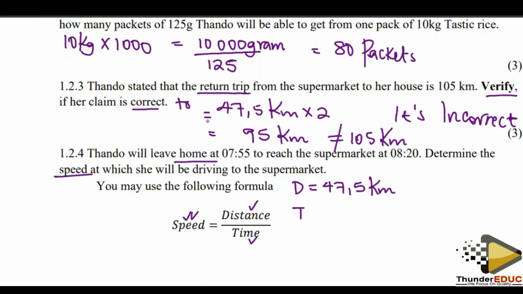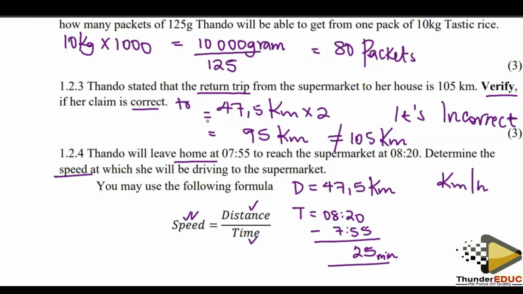So what about the time? Now, time we need to know. How much time will she spend on the road? Simply meaning, the arrival time minus the departing time. When you subtract these two, you remain with 25 minutes. Remember, speed is in kilometers per hour, so we change the minutes to hours. What do we do? We divide by 60.